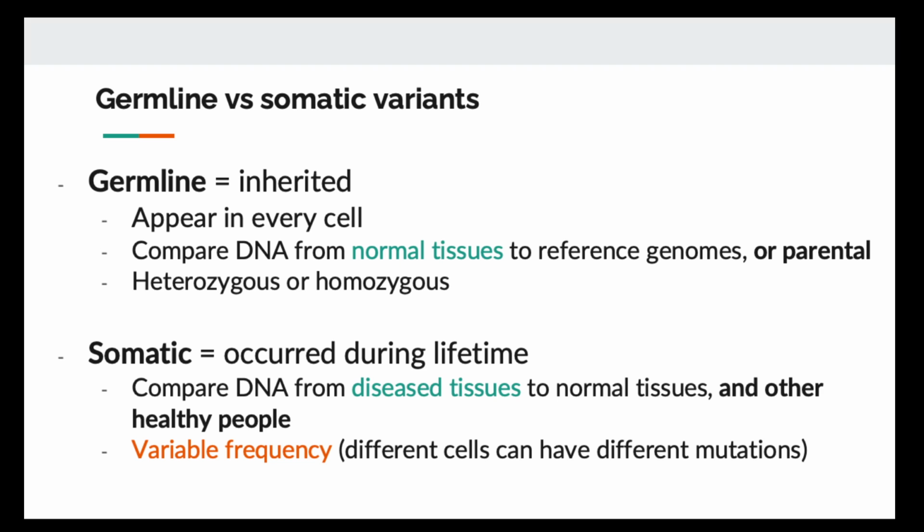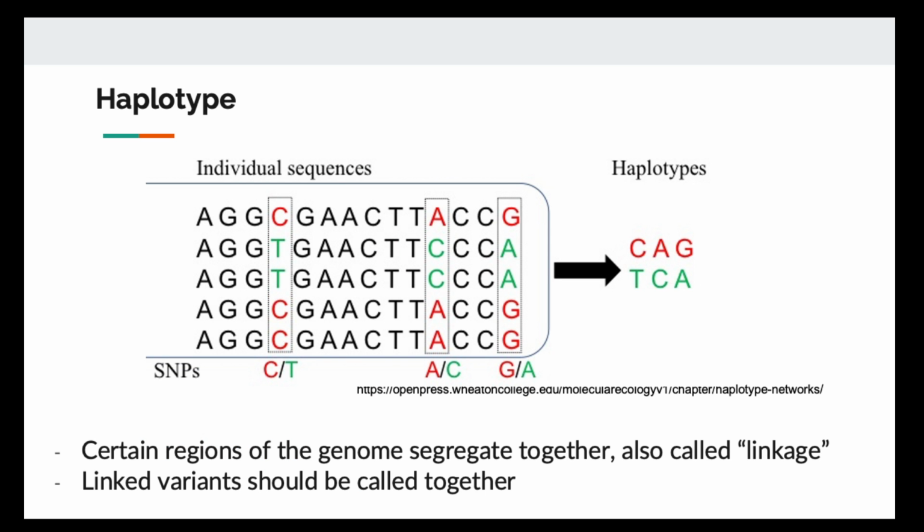But let's start with the easy one first. Let's start with the germline mutation first. So for germline mutation, because the allele frequency is not an issue, like it's 50 or 100%, what people focus on is to identify haplotype instead.